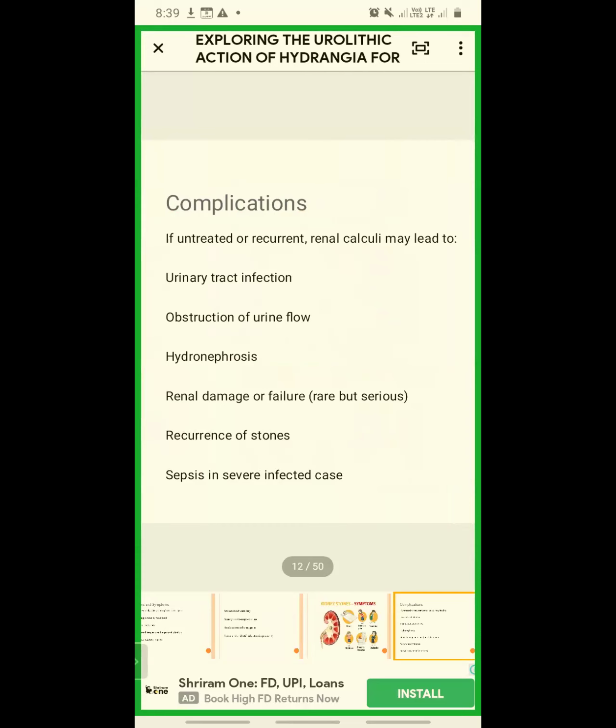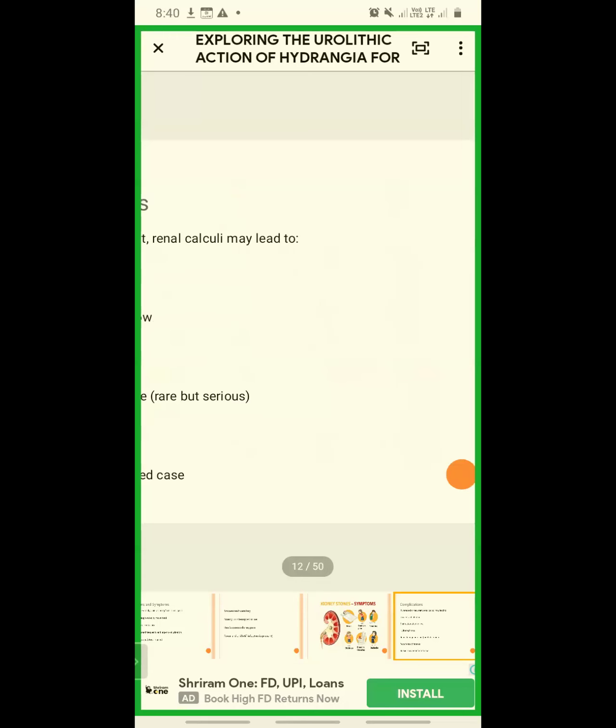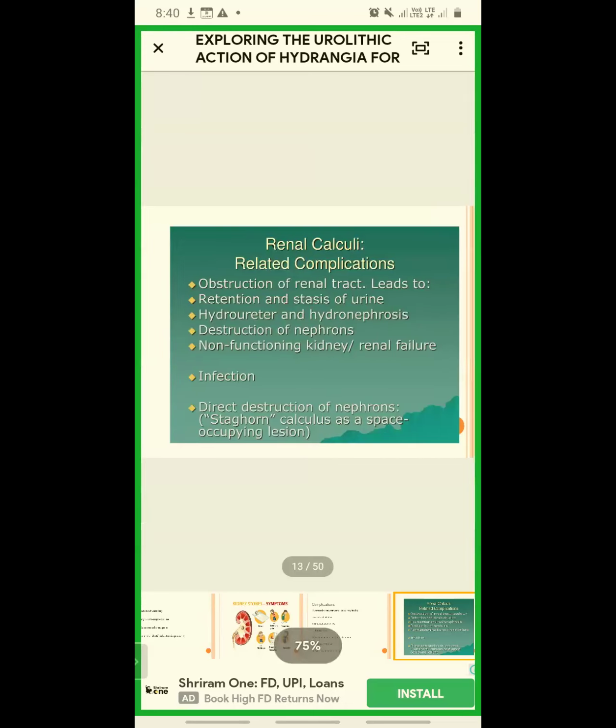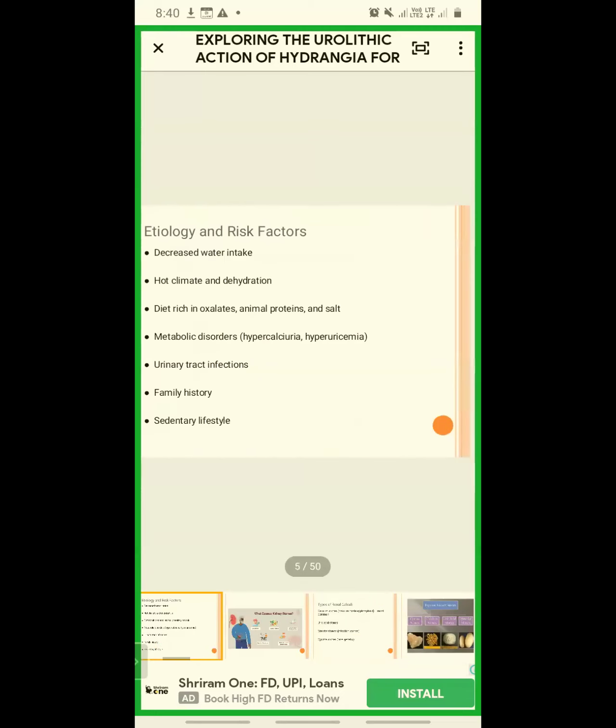So the major complications include, if the condition is not properly treated, it will lead to recurrent urinary infection, obstruction of urine flow, then hydronephrosis. The ultimate complication is hydronephrosis, then renal damage or renal failure, then there will be sepsis in the region of the kidney. So mainly the obstruction of the renal tract, retention of urine, hydroureter or hydronephrosis, then destruction of the kidney and the infection. So let's brush up what we have seen today.